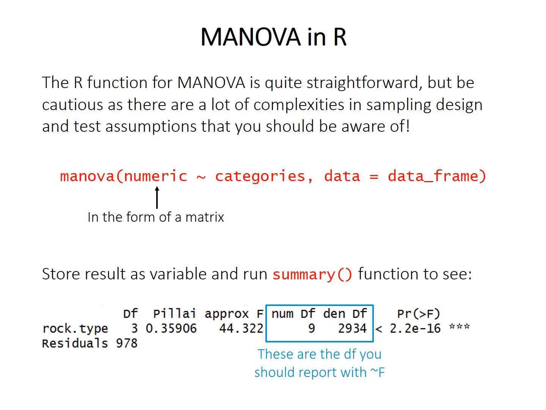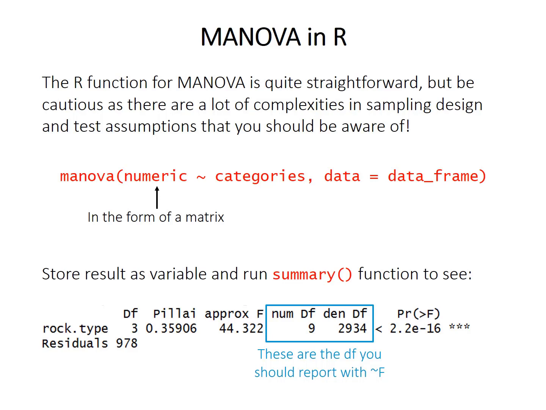So you should store the MANOVA result as a variable and then run the summary function to see the details. The output is quite brief. This is basically all you get for the output, but it gives you all the details that you need. I'll point out that there are two sets of degrees of freedom. On the left, there's the DF column, 3 and 978 in this case. But actually the one that you want for your approximate F is the box with the numerator and denominator DFs, 9 and 2934 in this example here. So those are the ones that go with the approximate F that you're reporting.